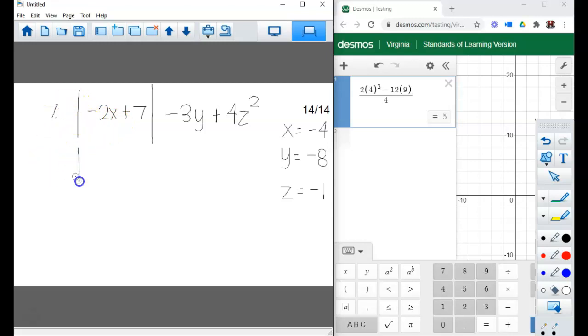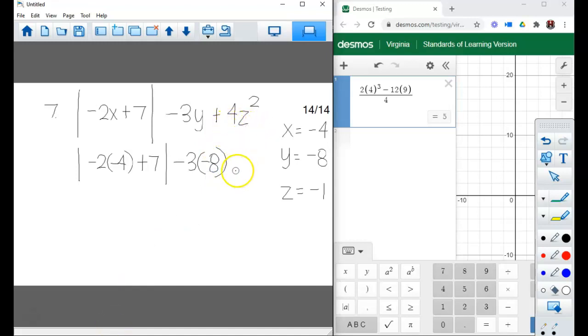So we have the absolute value of negative 2x. This means negative 2 times x, so do I need parentheses? Yes. That's going to be negative 2 times negative 4 plus 7. And I close my absolute value bars. Now next up, I see minus 3y. This again is multiplying, so do I need parentheses around my negative 8? Yes. Then plus 4z squared.